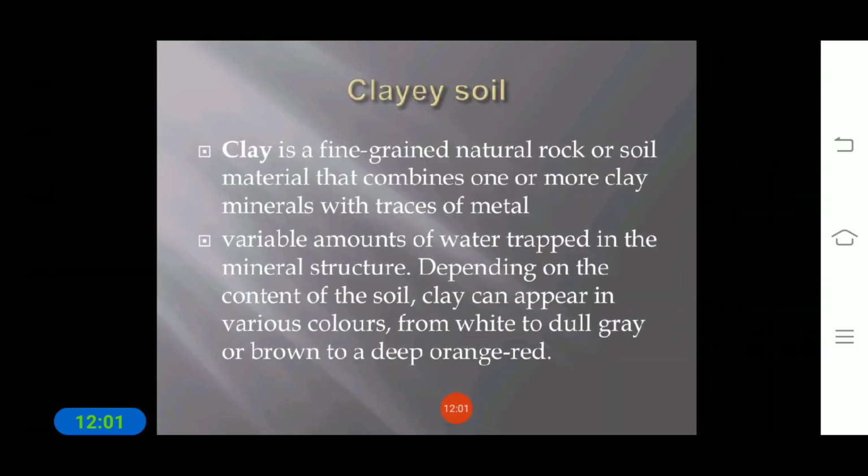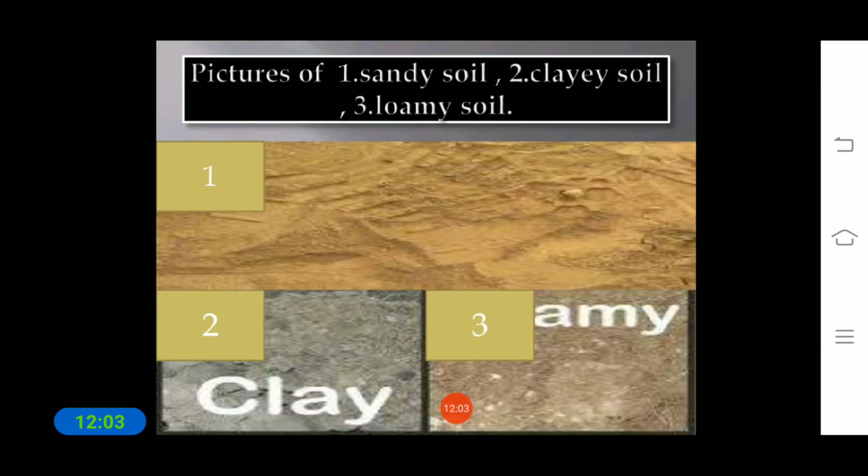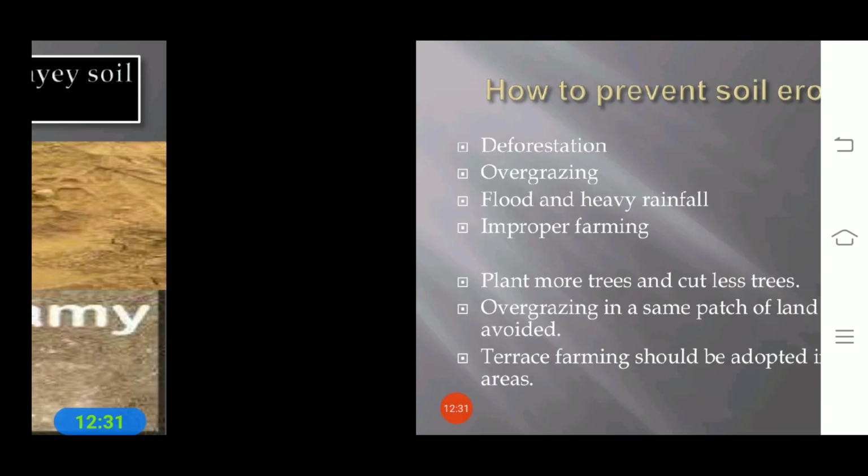Next, clayey soil and also loamy soil. Among these three, loamy soil is very essential for farming and agriculture. Why? Because it has the capacity to absorb and retain the nutrients and also to retain the water. For that purpose loamy soil has the highest capacity to grow plants.